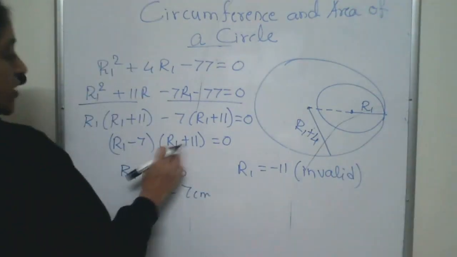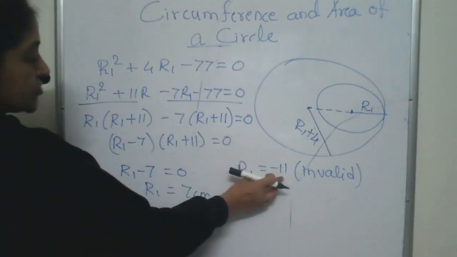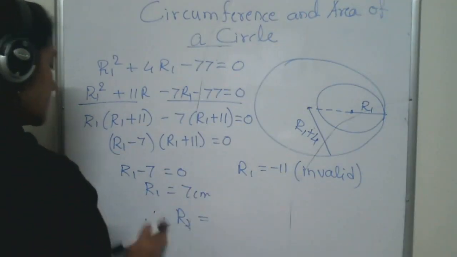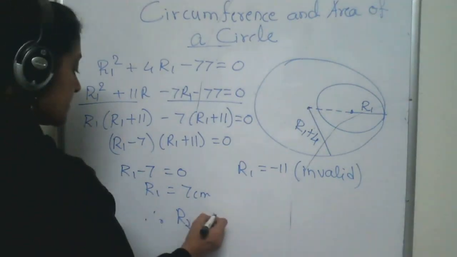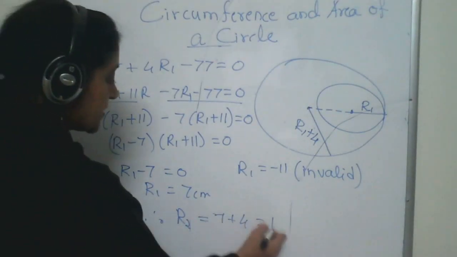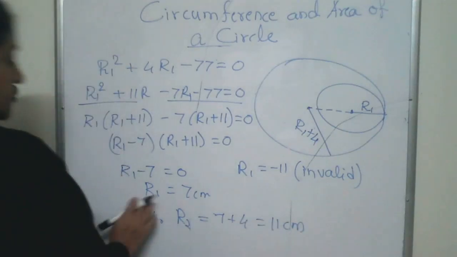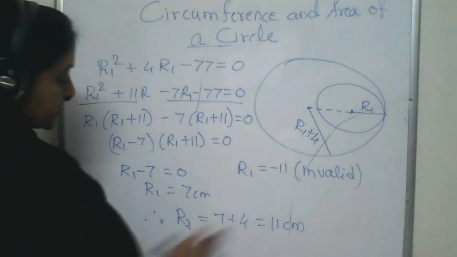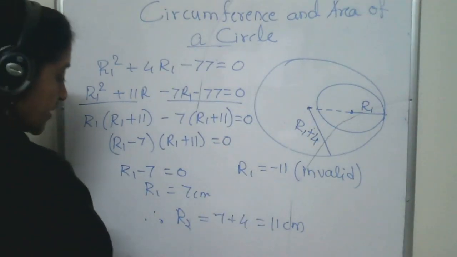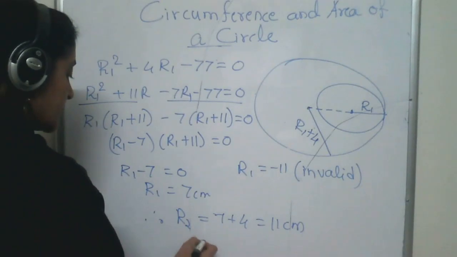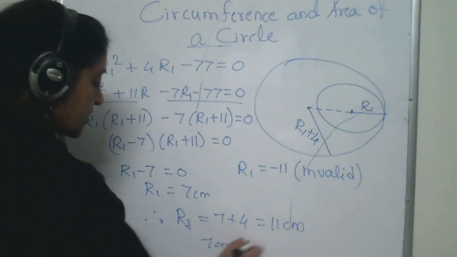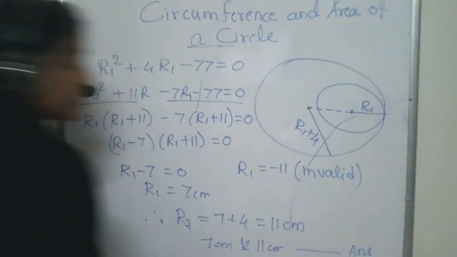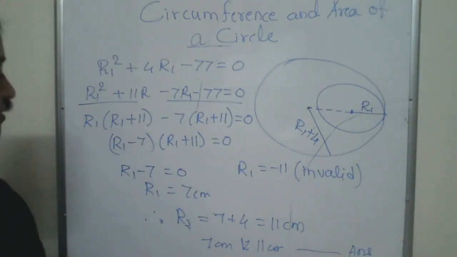Okay, what did I do? r1 plus 11 equal to 0, 11 transposed to the other side becomes negative. Therefore r2 is what? 7 plus 4, that is 11 centimeter, positive. So the radius of the smaller circle is 7, radius of the larger circle is 11 centimeter. Thus you can write this as 7 centimeter and 11 centimeter. This is the answer. So this can be written and solved like this.